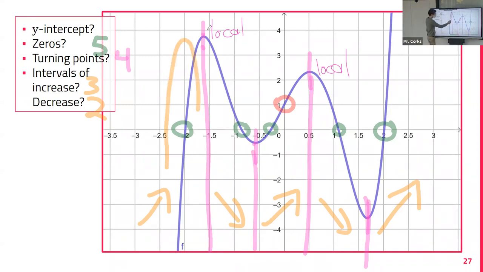All of the slopes on this first section, all clearly positive. The graph is going upward. The next slopes, all clearly negative, going downward. And again for the other section.